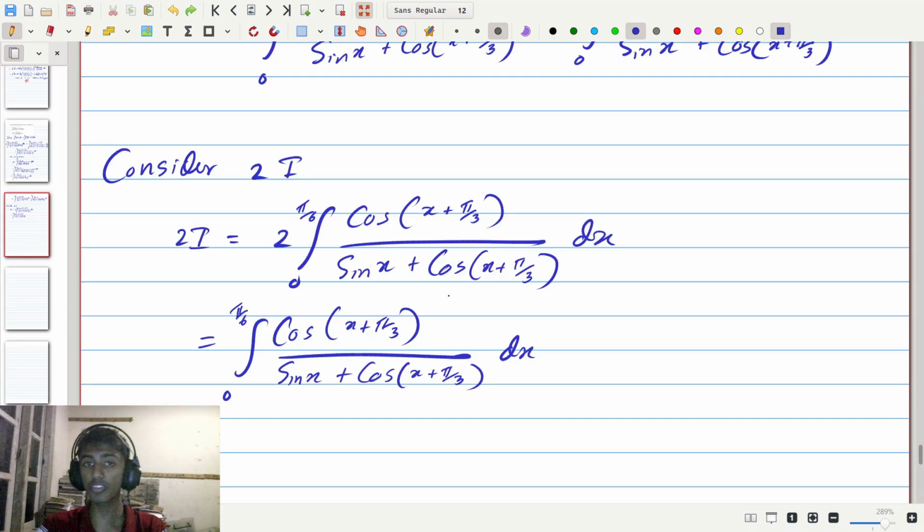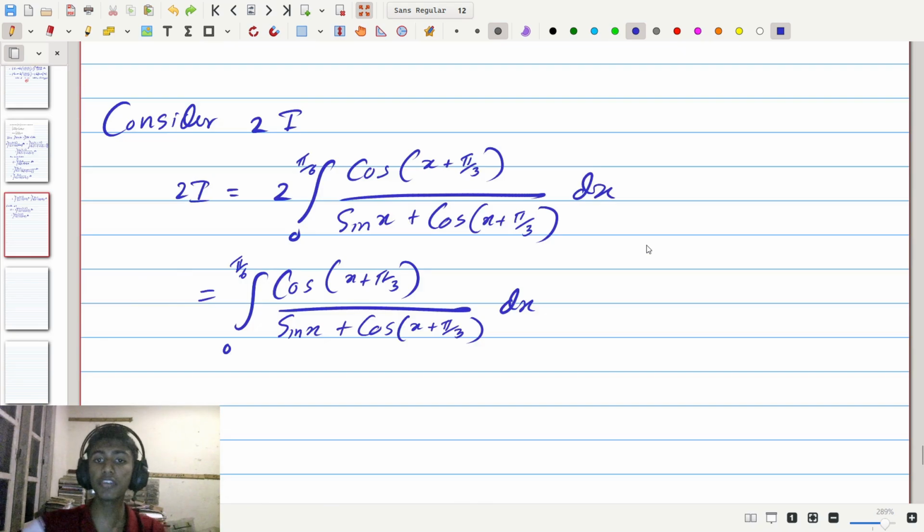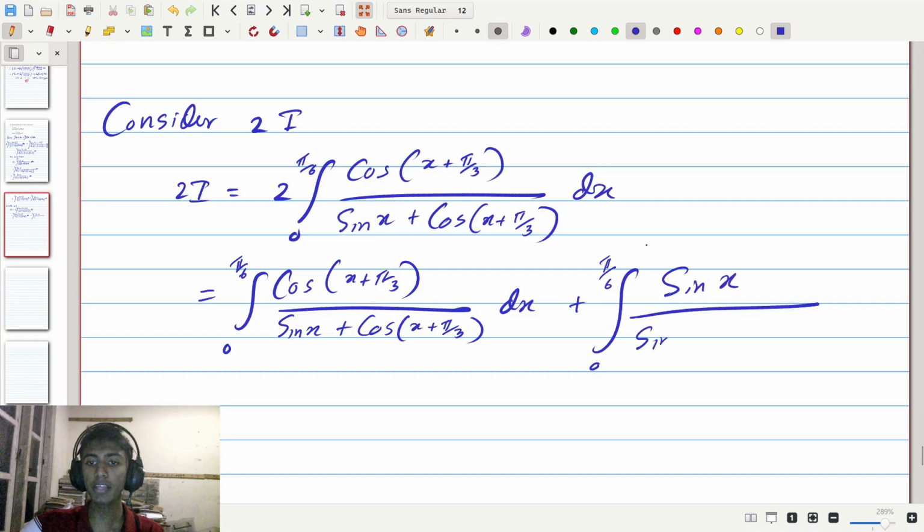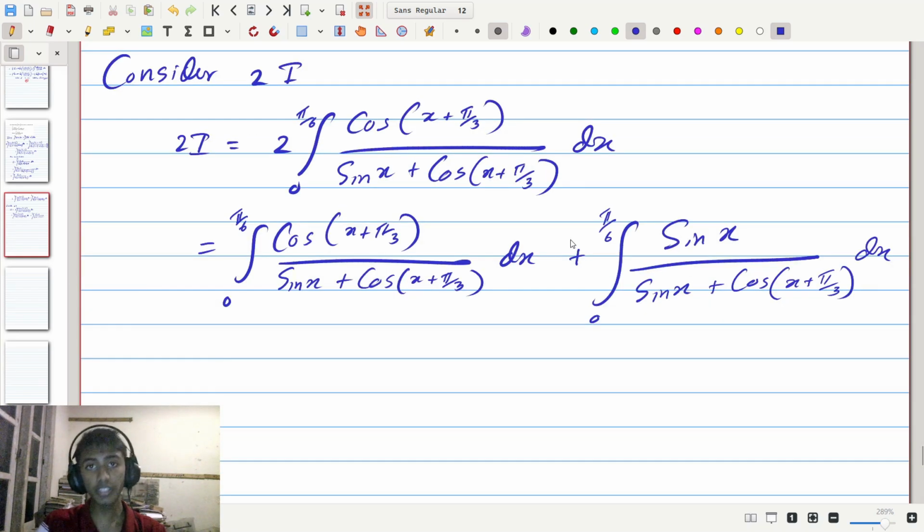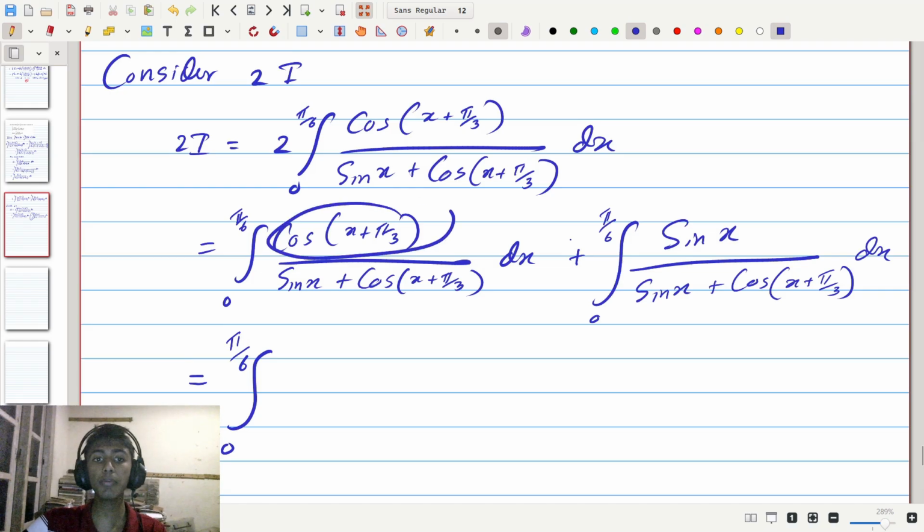But since we have two copies, the second copy I'm going to convert into this form, which means that is equal to plus the integral from 0 to pi by 6 of the sine of x divided by the sine of x plus the cosine of x plus pi by 3 with respect to x. Now considering these two integrals, since they're both integrated with respect to the same variable and they both have the same limits here, 0 to pi by 6 and 0 to pi by 6, we can see that these two are actually equal to a single integral from 0 to pi by 6 of the sum of the two terms on the inside, which is this term and this term.